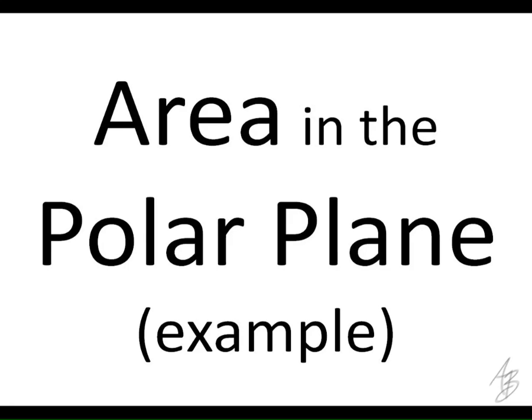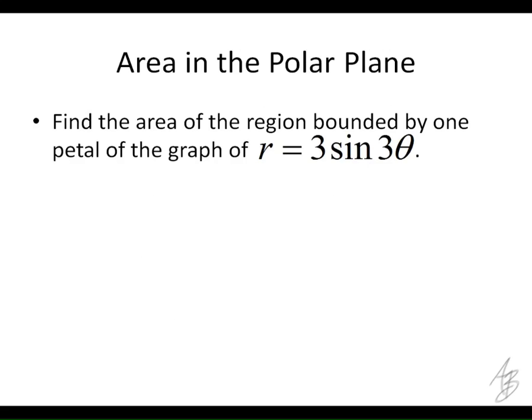In this example, we're going to have a polar function, and we're going to have to find the area enclosed in that polar function on a certain region. We're actually going to have to figure out what that region is. So our goal here is to find the area of a region bounded by one petal of the graph of r equals 3 times sine of 3 theta.